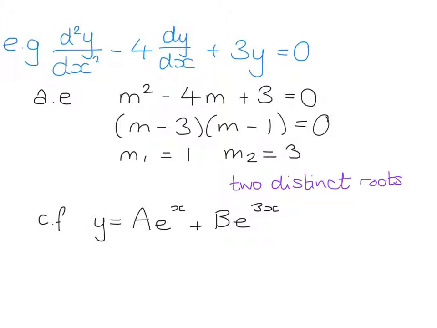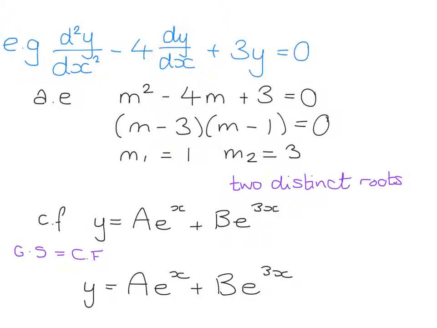As this is a homogeneous equation, our general solution is just equal to our complementary function. So we get a general solution of y equals a times e to the x plus b times e to the 3x, where a and b are arbitrary constants. This is our general solution. Similar to when solving first order ODEs, we can find a particular solution by subbing in initial conditions and solving for a and b.